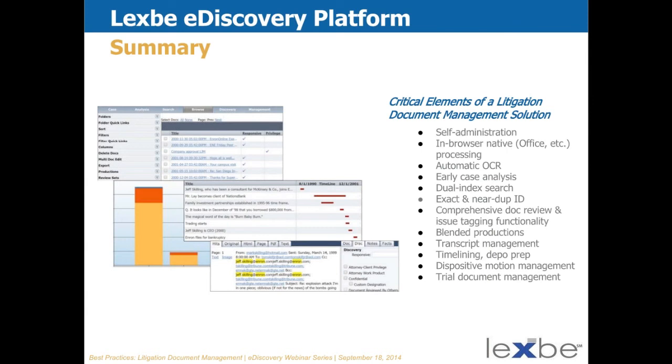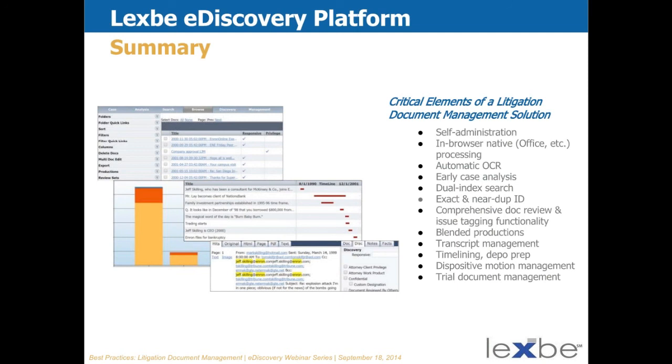So we've moved through the seven case stages from planning and collection all the way through to trial and appeal, and we've gone over the critical elements of a litigation document management system, how those systems can help us counteract the effect of growing data volumes, growing data types, and an increasing number of custodians in a litigation matter.